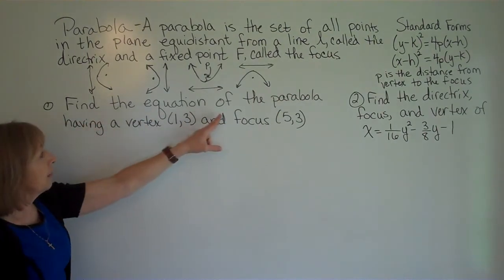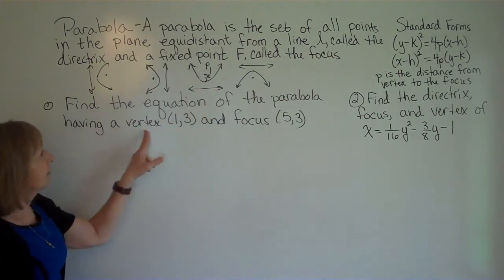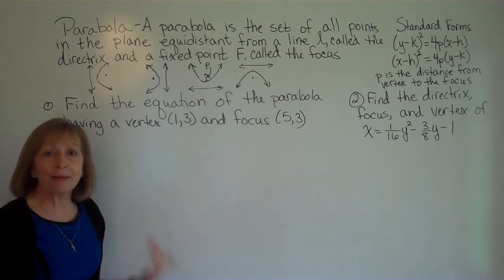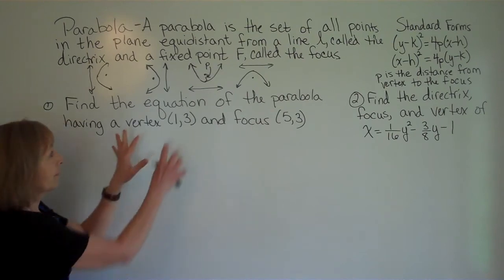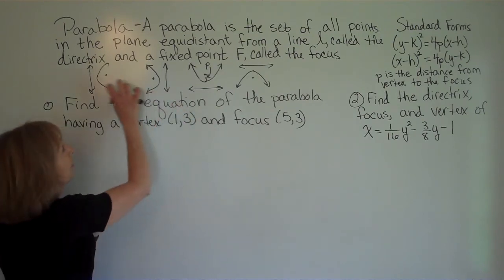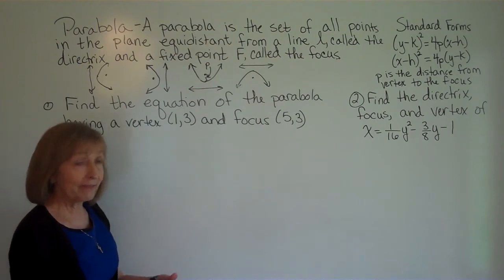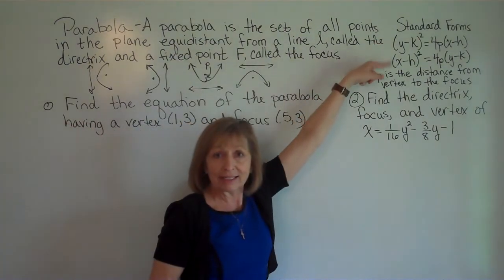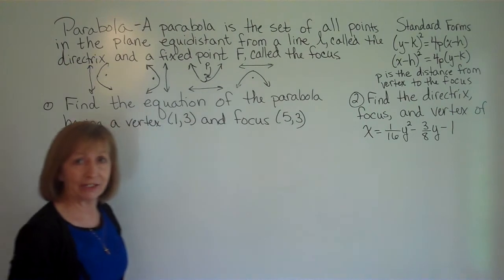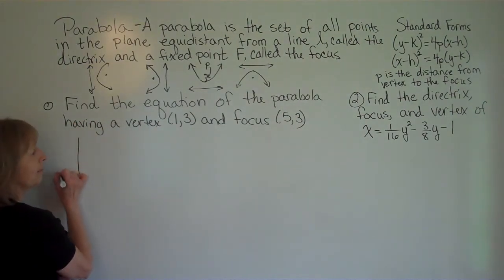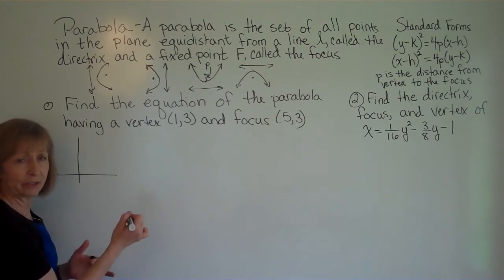So first, find the equation of the parabola having a vertex of 1, 3 and a focus of 5, 3. So basically what I need to do is, from that vertex and that focus, which case of it do I have? And once I figure out which case of it I have, then I pick the correct standard form and put the information in. So I always want to graph these when I have information just to be able to get a visualization of it.